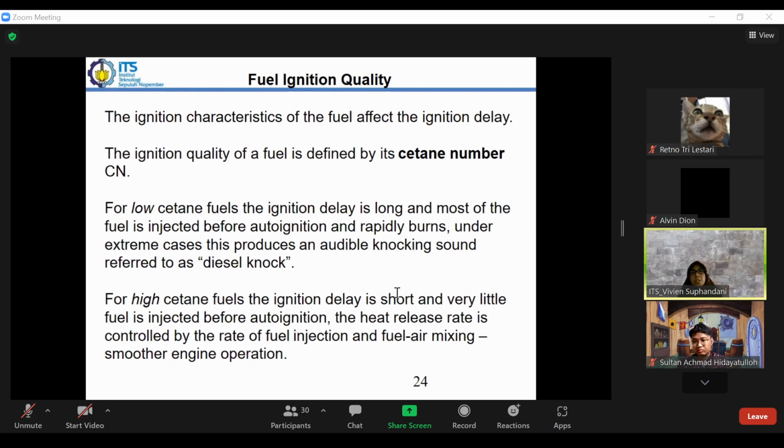So we see here, what is the cetane number? You already discussed that in the assignment. Now, before we talk about this one, I want to hear from you what you have found about the cetane number.